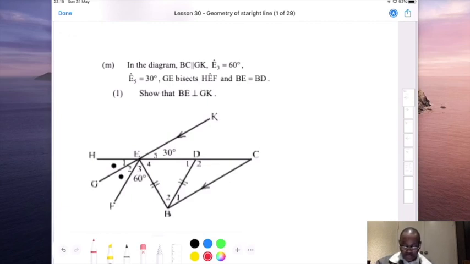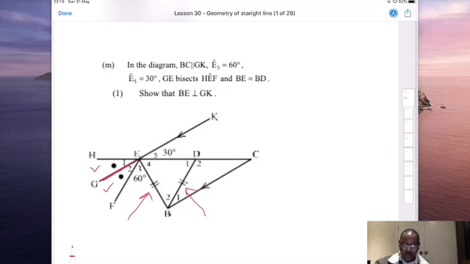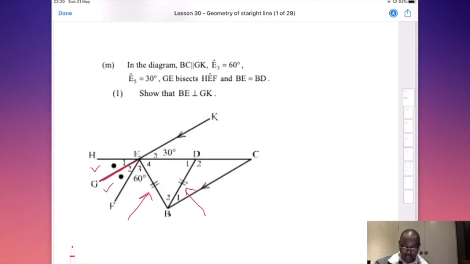So GE is this line here. And that line bisects. To bisect is to divide or to cut into two equal parts. So the line GE cuts the angle HEF into two equal parts. Those dots that you see there tell us that GE actually divides HEF into half, which means angle E1, this is angle E1 here, is the same size as angle E2. Now we want to show that line BE is perpendicular to line GK.